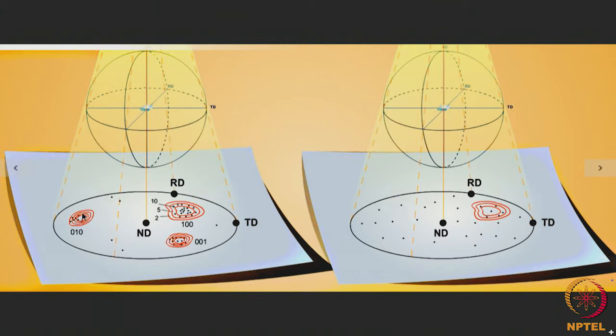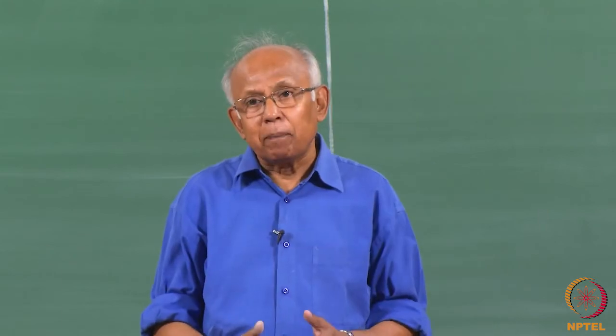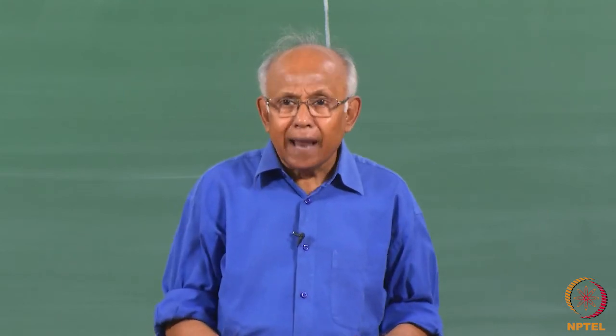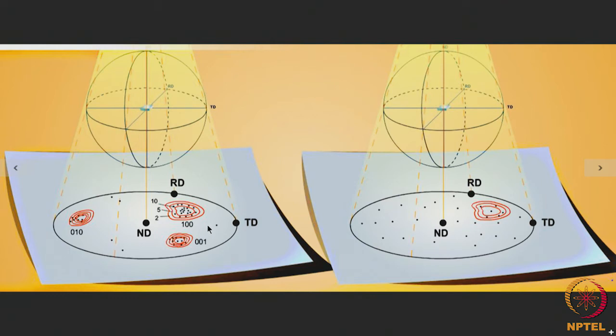Similarly, we can show the density of poles by contour lines over here and over here. So we have now represented the poles of a particular type of planes in a number of grains of the sheet material in the form of a pole figure. Not only that, we have also determined the density of the poles with respect to the density of poles in a random material. So as I said, this is our pole figure. You see, having a pole figure is not enough. Now we will have to read this pole figure in order to find out what kind of texture the material has. So this part I am coming to later on.